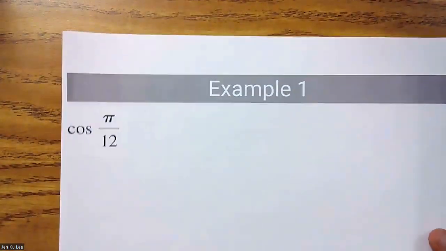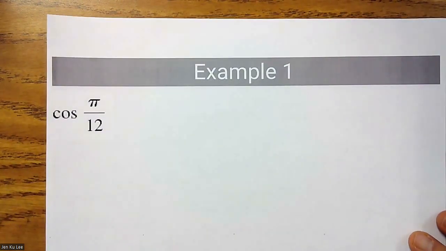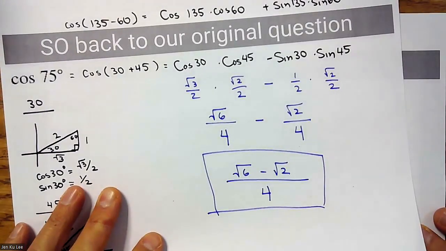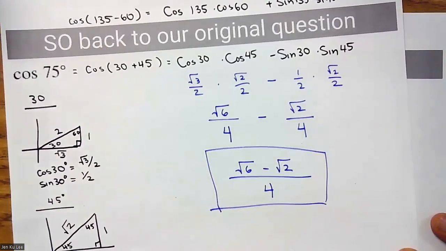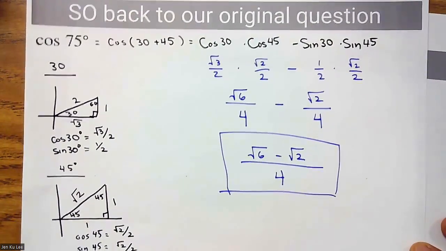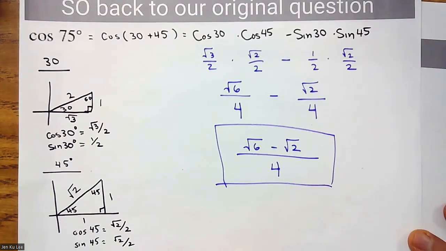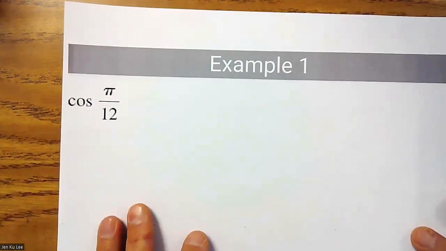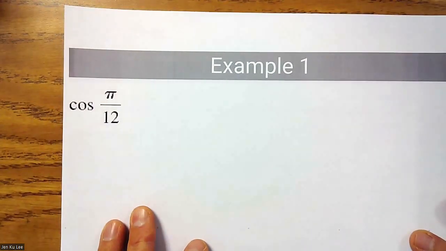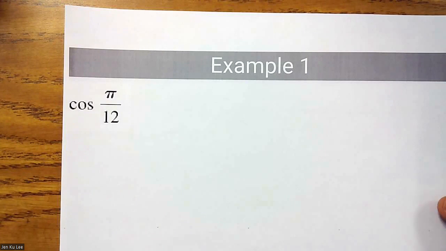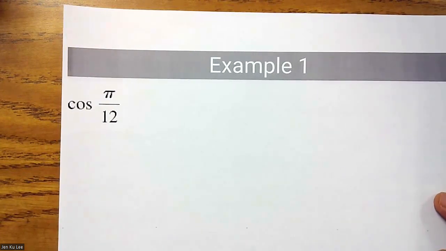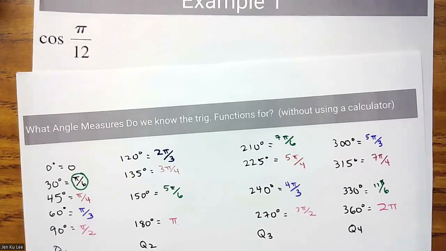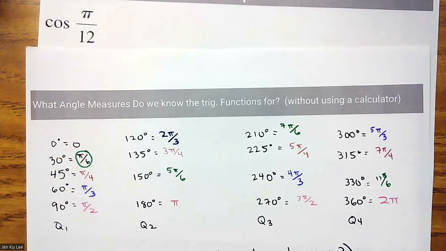My next example, example 1, cosine of pi over 12. Okay. So cosine of pi over 12. So again, we can think of this in one of two ways. How do I get pi over 12 using these radian measures?